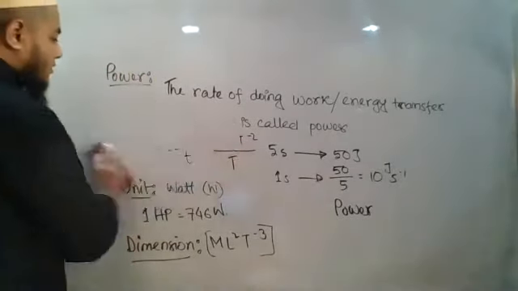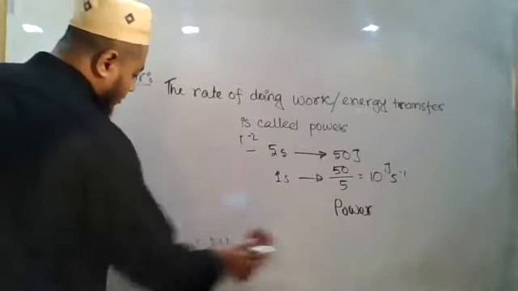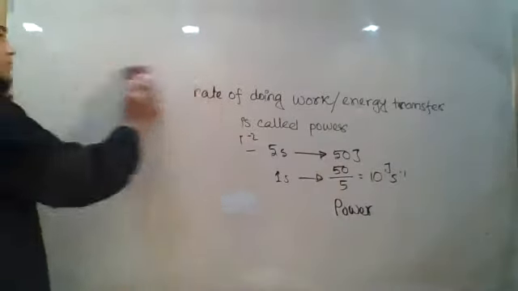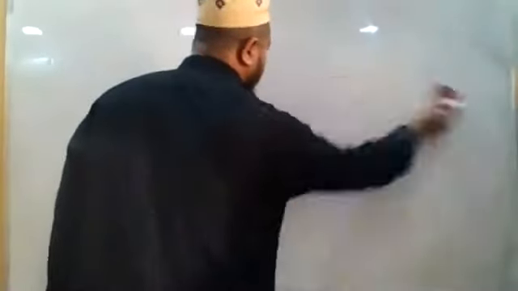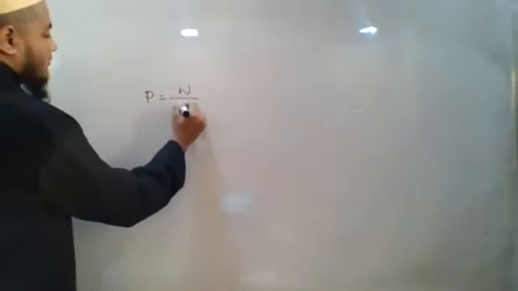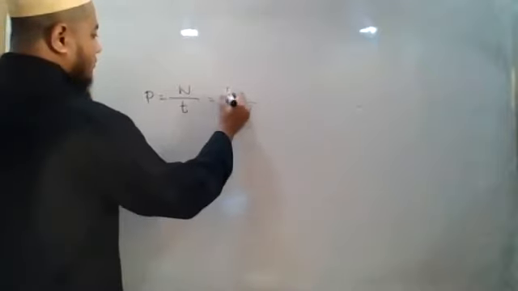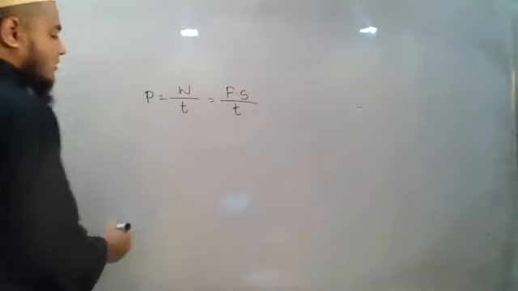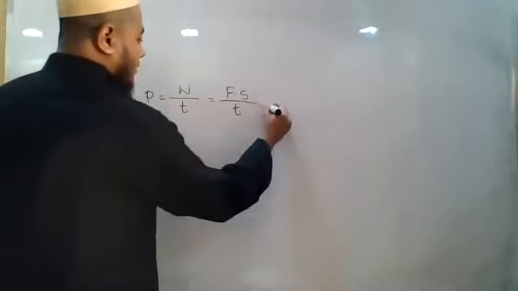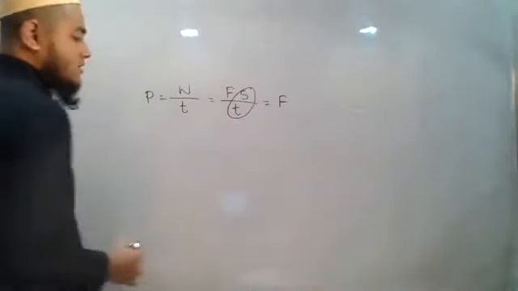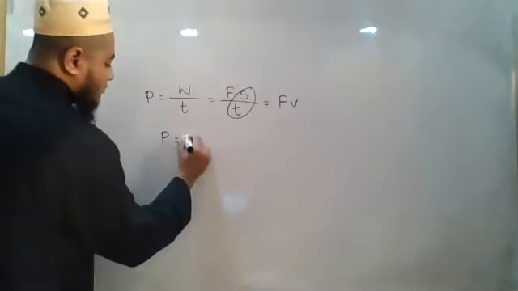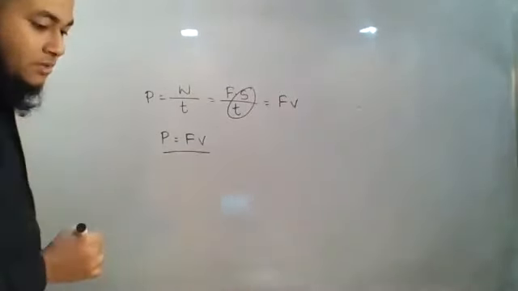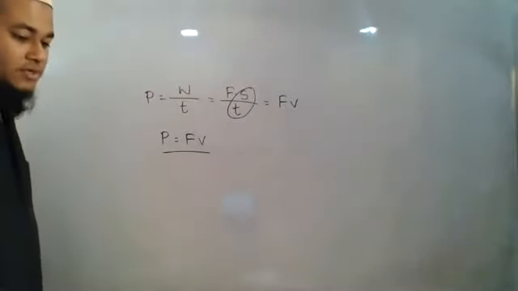Now, we will try to establish a relationship between power, force, and velocity. As I already showed you, power is equal to work divided by time, and work is equal to force into displacement. Now force is there, but displacement by time gives us velocity, right? So power is equal to force into velocity. That is equation 5.31 in your textbook.